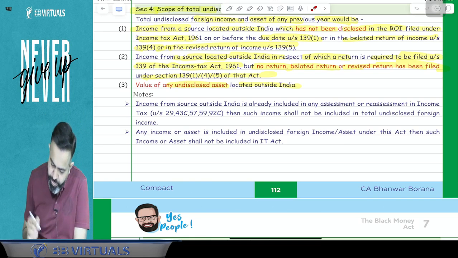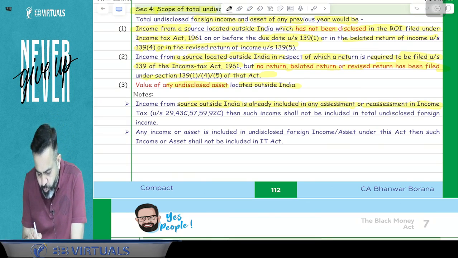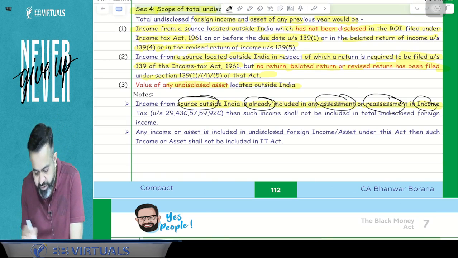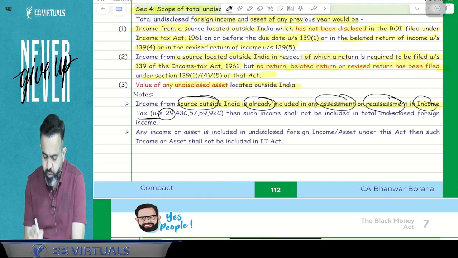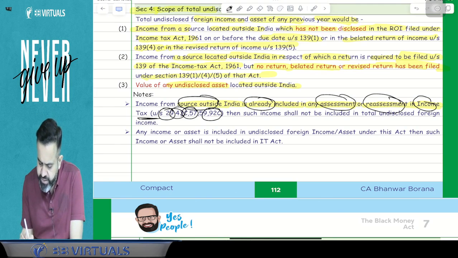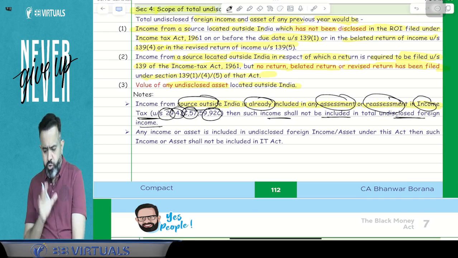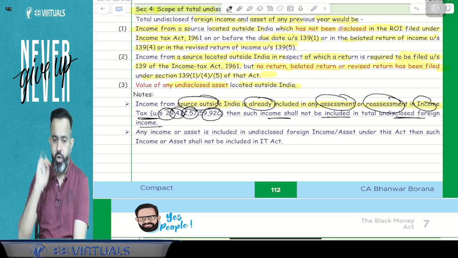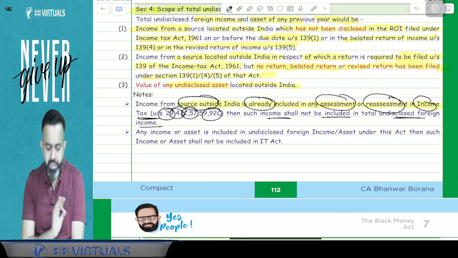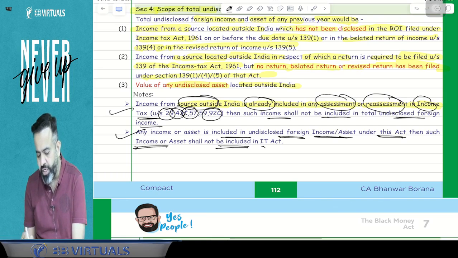So very simple point. Here, income from a source outside India is already included in any assessment or reassessment in income tax. Means if any income from a source outside India is already included in your assessment or reassessment under the Income Tax Act, under section 29 PGBP, 43C which is also related to PGBP, 57 which is other sources, and 92C which is transfer pricing, then such income shall not be included in total undisclosed foreign income. It's very logical. If it is already included in the Income Tax Act, then under the Black Money Act it will not be included. Or if any income or asset is included in the undisclosed foreign income or asset under this Act, then such income or asset shall not be included in the Income Tax Act.